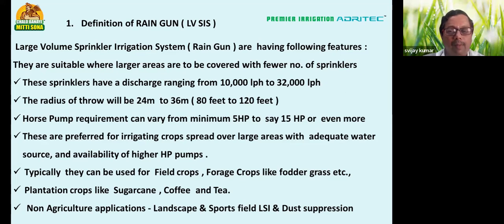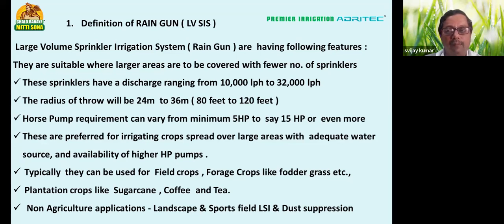The horsepower requirement, that is the pump that will be required, also will vary. A small rain gun could start from as low as 5 horsepower to 15 horsepower or even more. And where are these used? These are preferred for irrigating crops which are spread over very large areas, and you need an adequate water source and the availability of these high horsepower pumps. So it cannot be suitable everywhere. These conditions are very important.